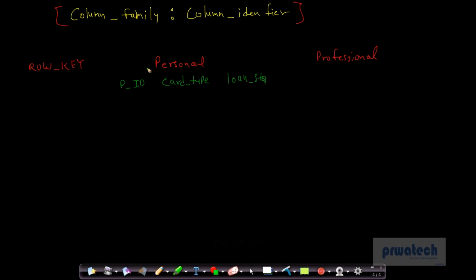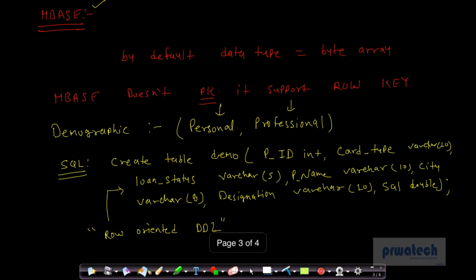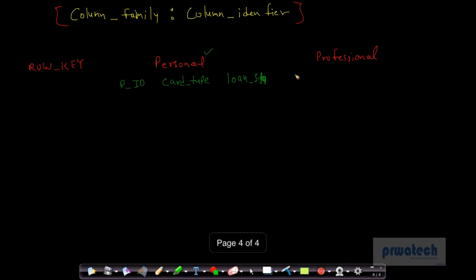Now this result is actually fitting with your syntax: column family and column identifier. This is a status, a part of the column family. Similarly for professional, I will write other details: P name, city, designation, and salary. Space is less, so I'll try to shorten this.